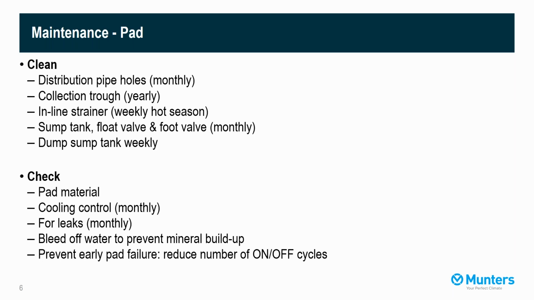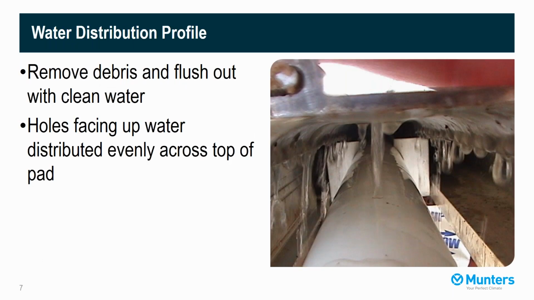We want to check the cooling control at least monthly, make sure it's running and working properly. We want to check the system for leaks monthly, and then we want to bleed off the water to prevent mineral buildup and to prevent early pad failure, and reduce the number of on-off cycles. We want to remove any debris and flush the water distribution pipe with clean water. We want to make sure that the holes are facing up so the water splashes down across the top of the pad.